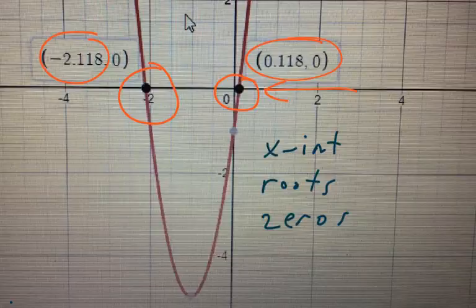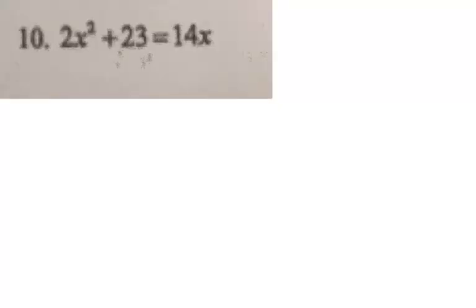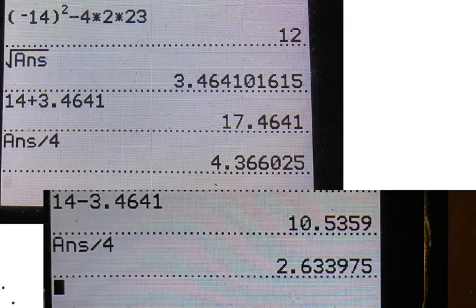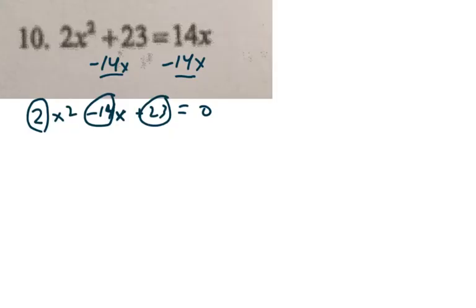Let's do one more. All right. So, again, let's go ahead and start by minusing 14x from both sides. So 2x squared minus 14x plus 23 equals 0. So my a is 2, right? My b is negative 14. My c is 23. I'll make sure I have my calculator work done. Looks like I did right there. Okay, let's see what we got here.